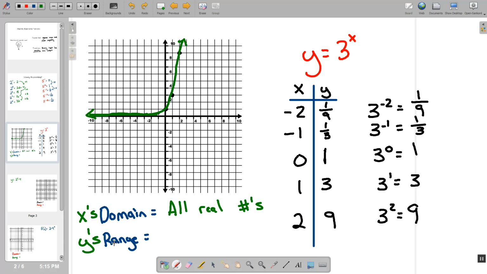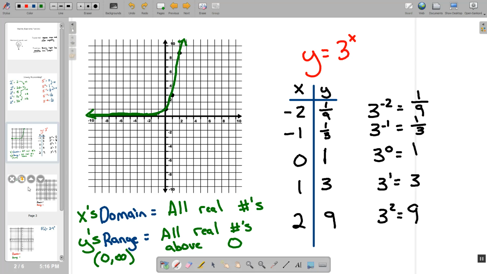But our range cannot go below this line, because as we see, we're going to go 1/9, 1/27, 1/81. It's always going to be just barely above 0. So the way that we can write this is we can say all real numbers above 0. Or if you remember, we can write it as 0 to infinity. And that sideways 8 there just means infinity.